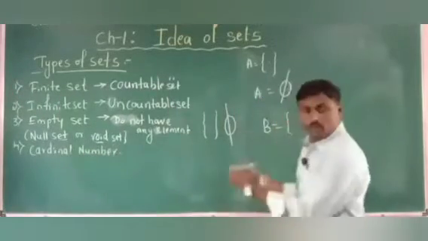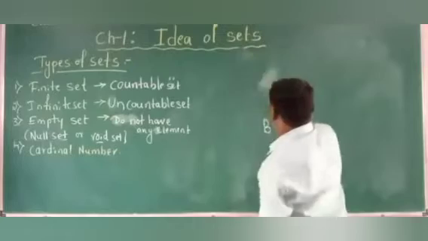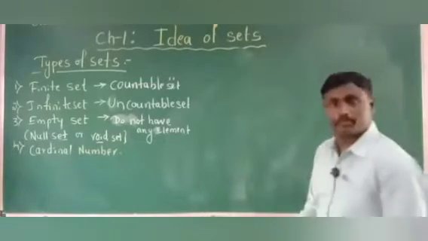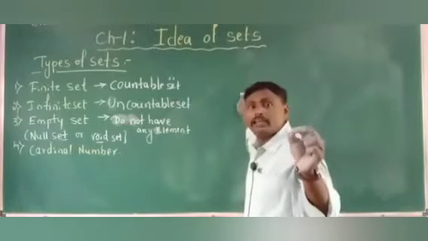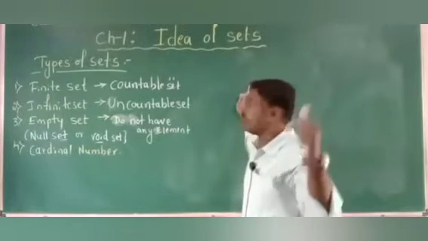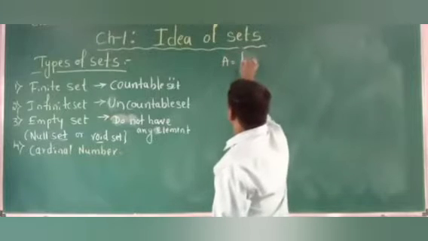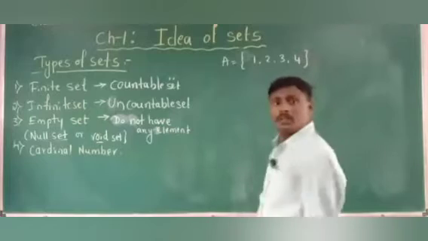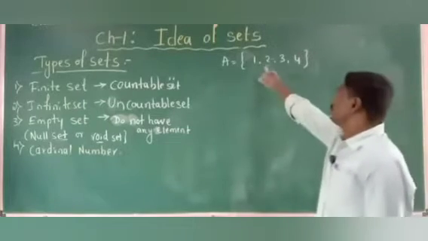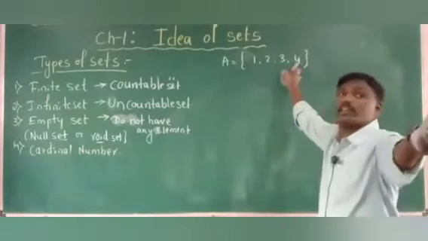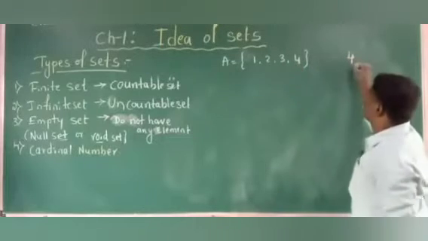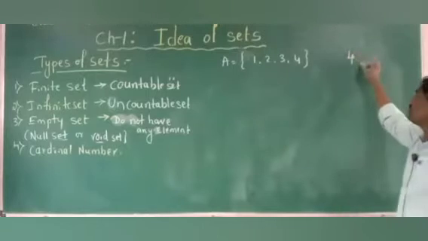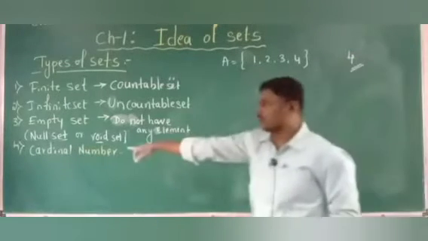So this is one of the important concepts, cardinal number. What do you mean by the cardinal number? Here I am taking an example. Through this example, I will clear up what is the exact meaning of the cardinal number. If I am taking set A as 1, 2, 3 and 4, what are the elements of set A here? 1, 2, 3, 4. How many elements are there in set A? 4 elements, right? So this number 4 indicates the cardinal number.